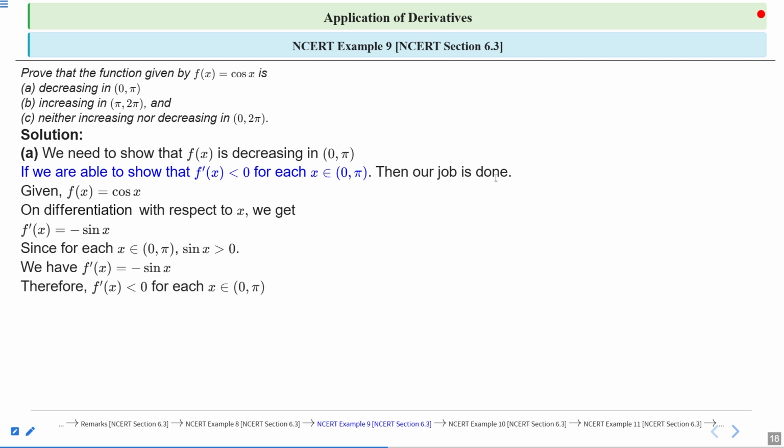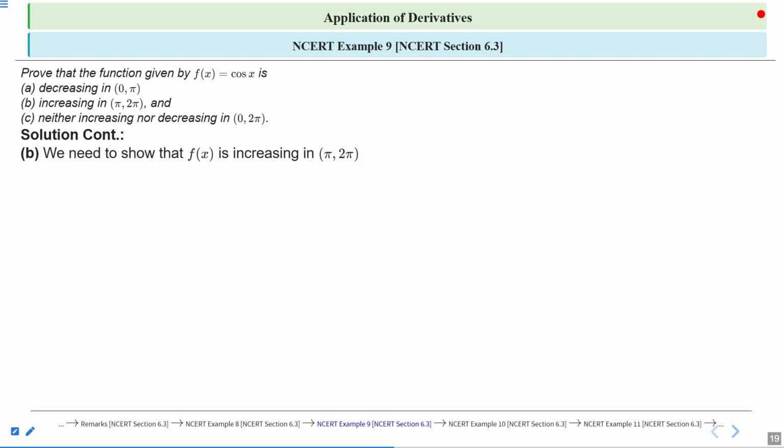Therefore, f'(x) is less than 0 for each x belongs to 0 to pi, because in 0 to pi, sin x is positive, so −sin x will be negative. Hence, f is decreasing in 0 to pi. Now, we need to show that f(x) is increasing in pi to 2 pi. If we are able to show that f'(x) is greater than 0 for each x belongs to pi to 2 pi, then our job is done.